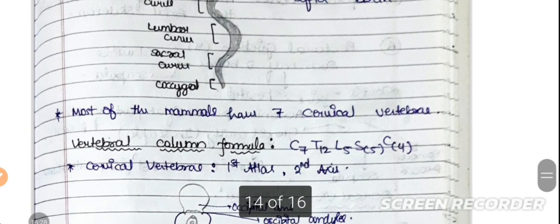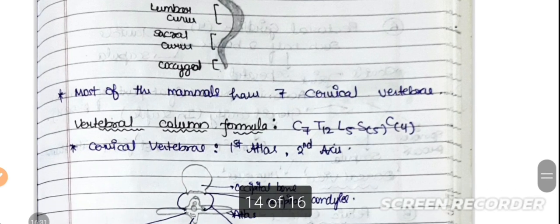Most of the mammals have 7 cervical vertebrae. Now here I have written the vertebral column formula, which is C7 meaning cervical 7, T12 meaning thoracic 12, L5 meaning lumbar 5, S with 5 in brackets. Why have I written it in brackets? Brackets mean they are going to fuse. So S(5) sacral 5 and Cx(4) in brackets 4, because they are going to fuse and form a single bone. Cx is the coccygeal one. Now in the cervical vertebrae there is the first atlas and second axis.